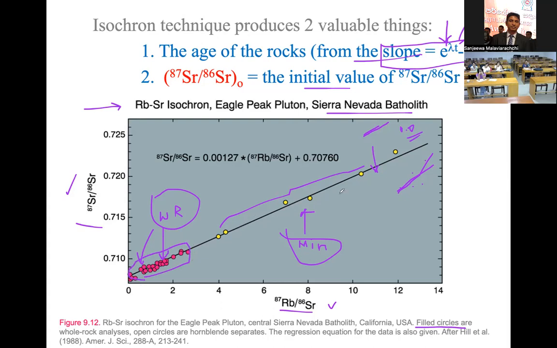And even the mineral separates, although they are distant, are still very well aligned with the whole rock line. So altogether you can get a very beautiful isochron, right? That will give you a more and more reasonable age value for your sample.